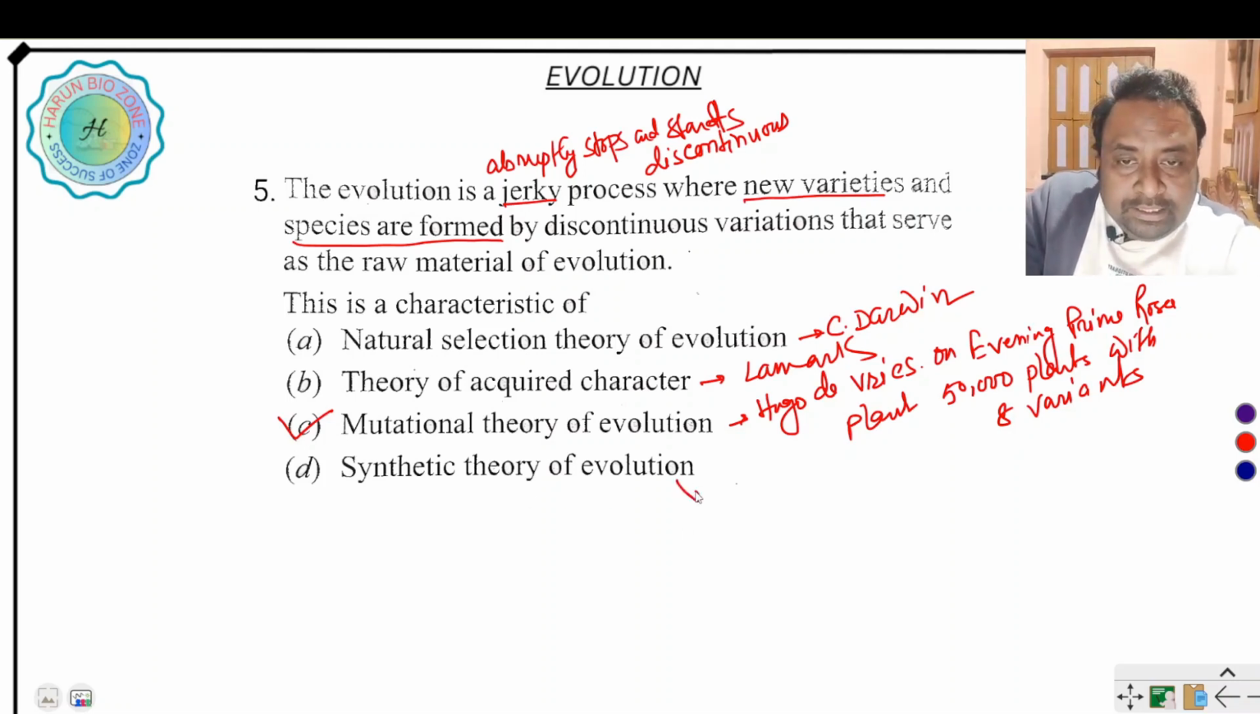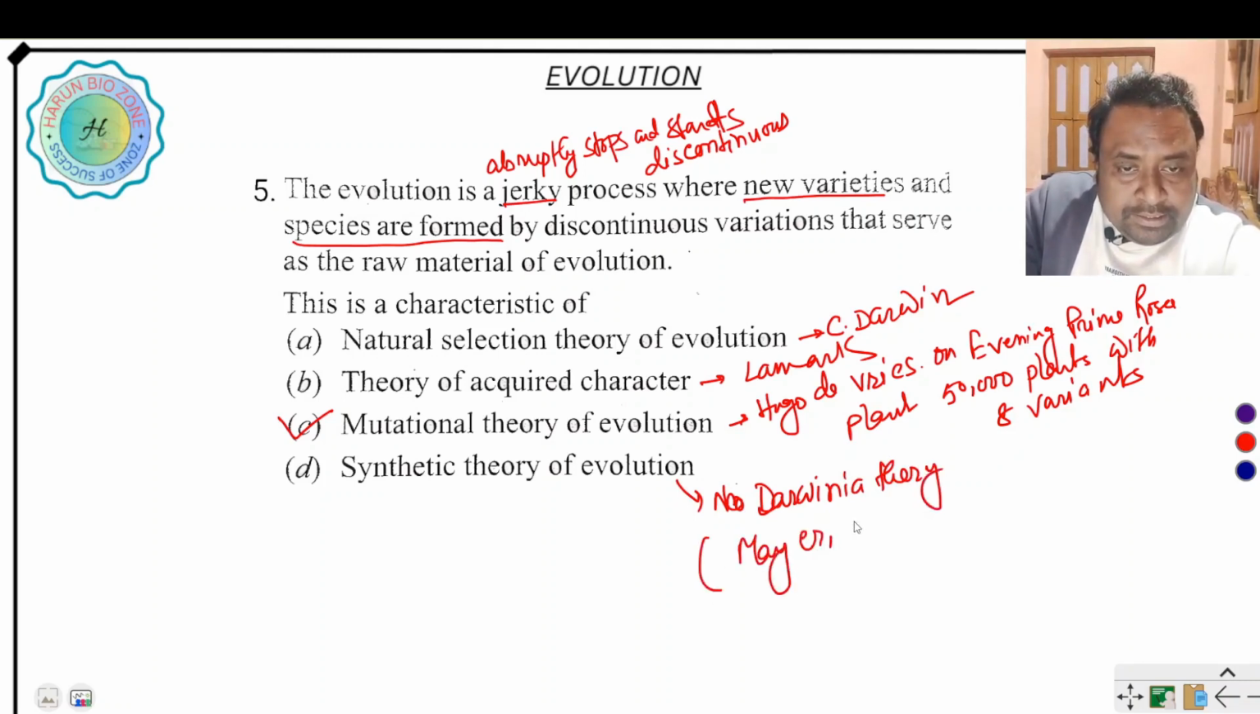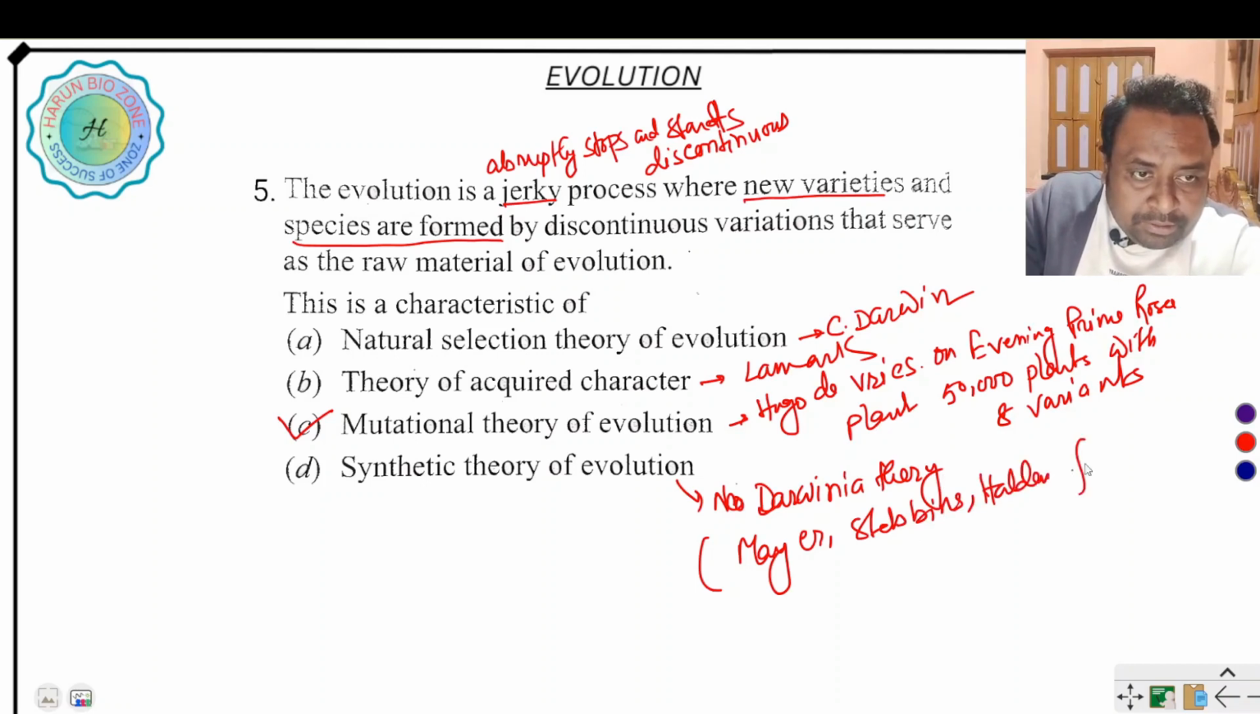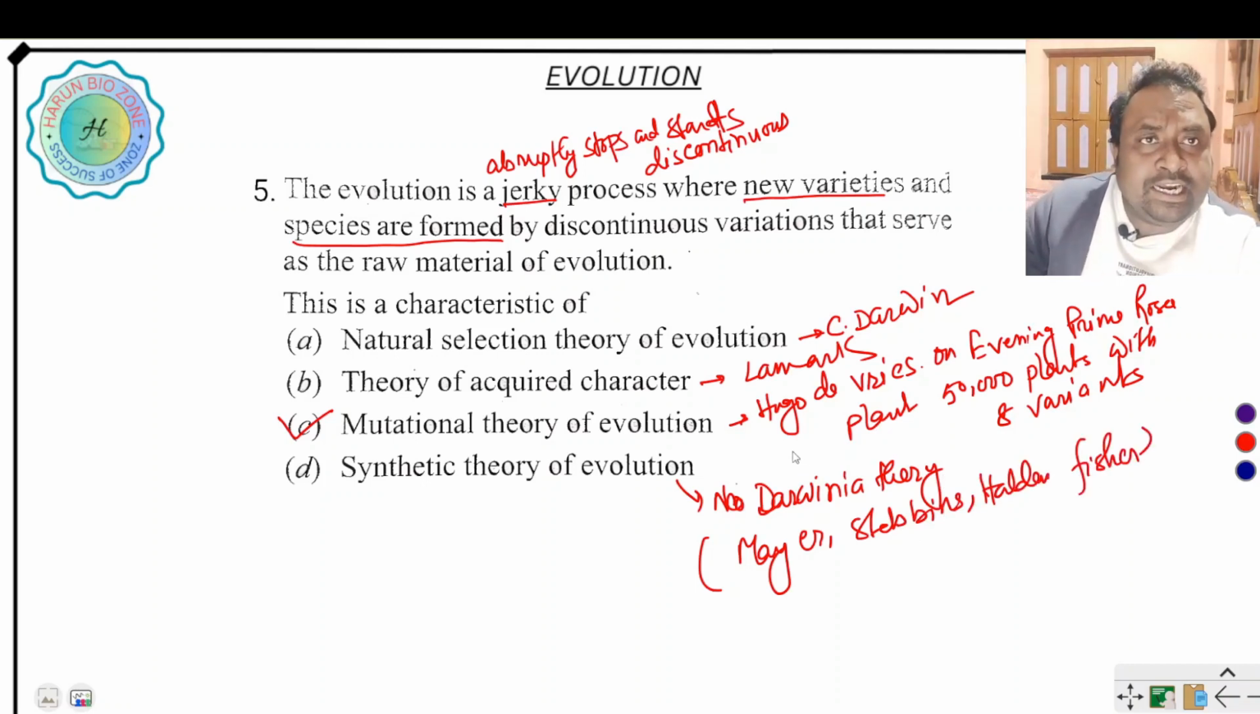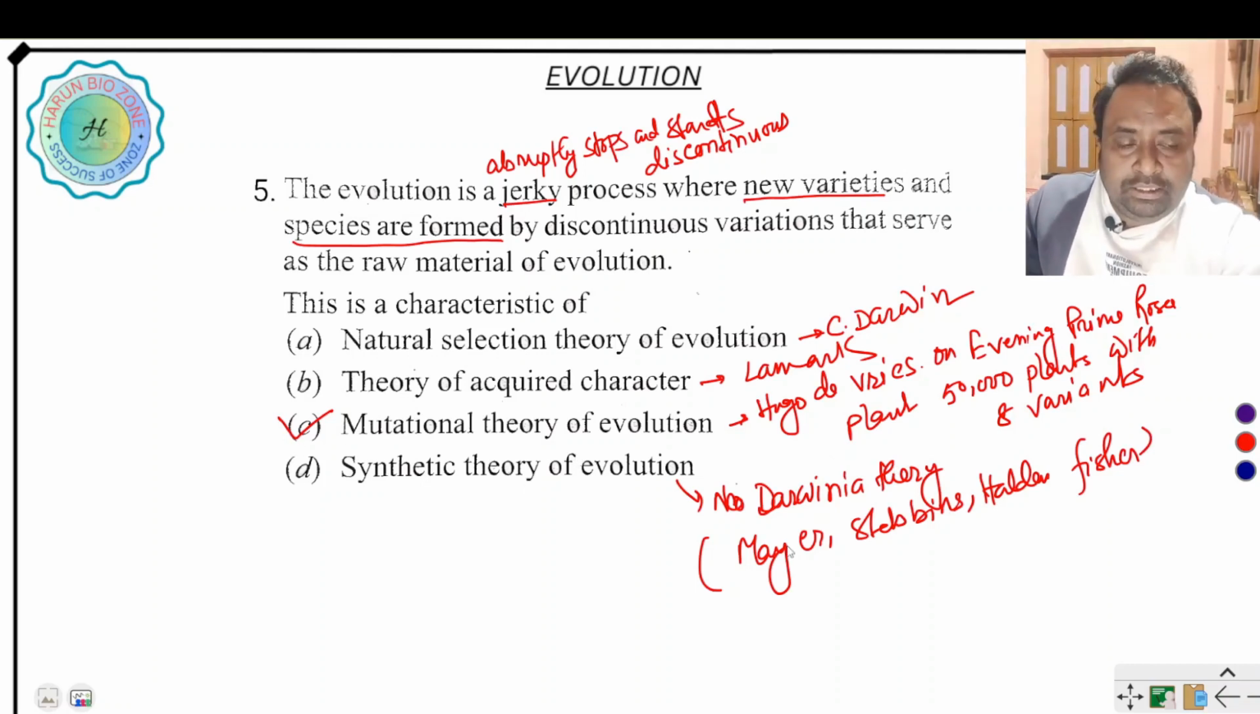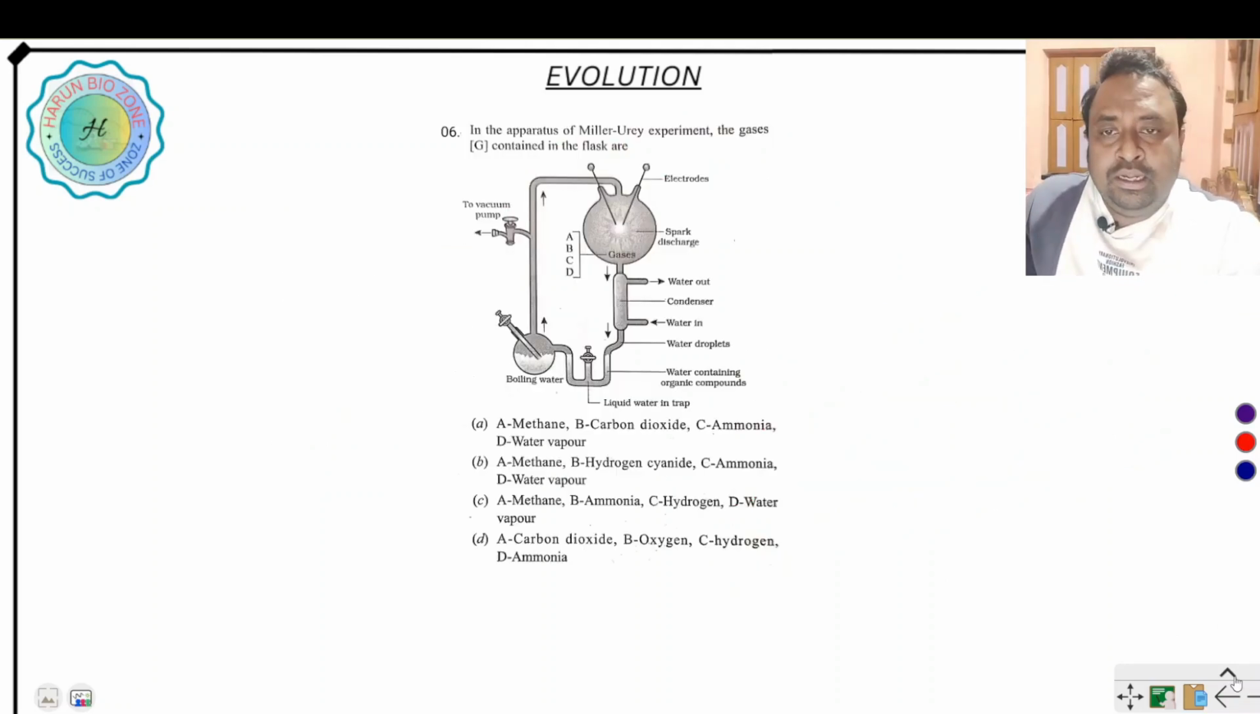The synthetic theory of evolution is neo-Darwinism, proposed by Mayr, Stebbins, Haldane and Fisher. So evolution is a jerky process that occurs by sudden changes. Mutation means sudden changes or a discontinuous process. Here the correct option is C, mutation theory of evolution.